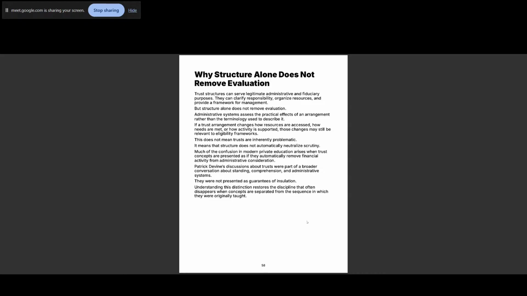Much of the confusion in modern private education arises when trust concepts are presented as if they automatically remove financial activity from administrative consideration. Patrick Devine's discussions about trust were part of a broader conversation about standing, comprehension, and administrative systems. They were not presented as guarantees of insulation. Understanding this distinction restores the discipline that often disappears when concepts are separated from the sequence in which they were originally taught.